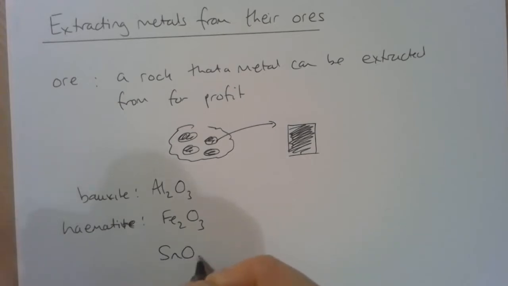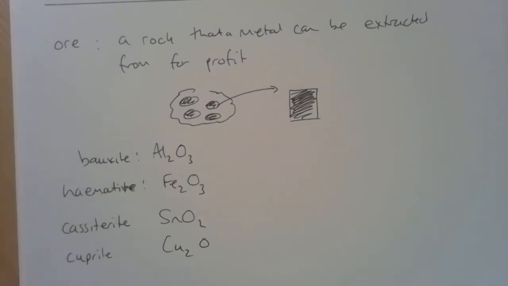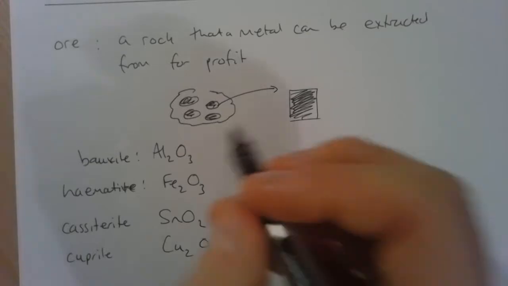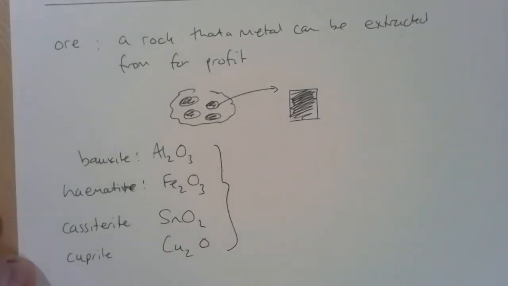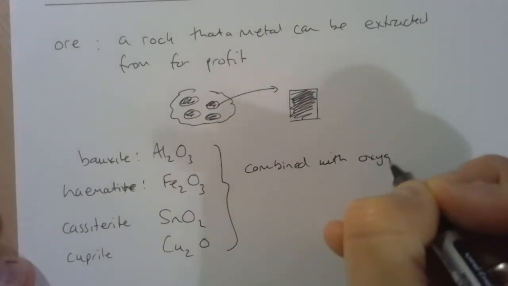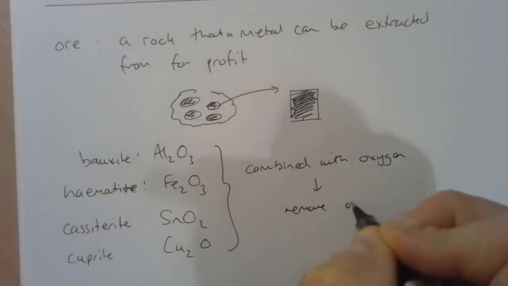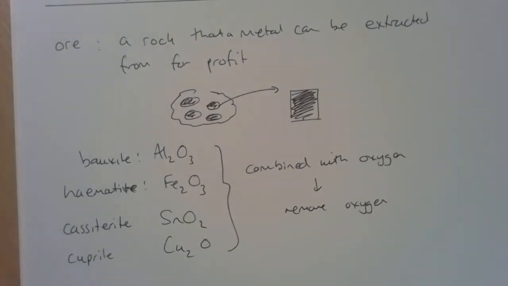Then we've got cassiterite, which is a tin ore, so Sn is the symbol for tin, SnO2, and cuprite. These are just some examples of the different types of ores that exist. And the key thing here is that they all are chemically combined with oxygen. So if we're going to get a useful metal out of them, we need to find a way to remove the oxygen. And there are different ways of doing it. The oldest and most common way is the way that we're going to have a look at today.